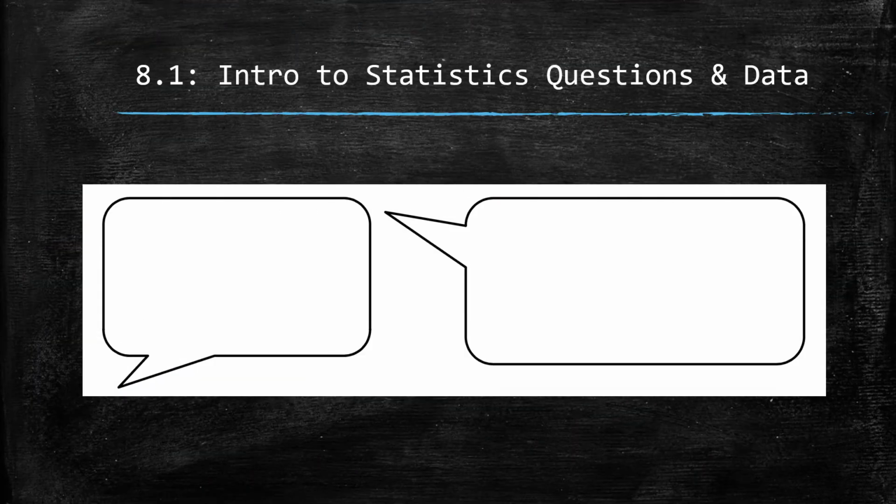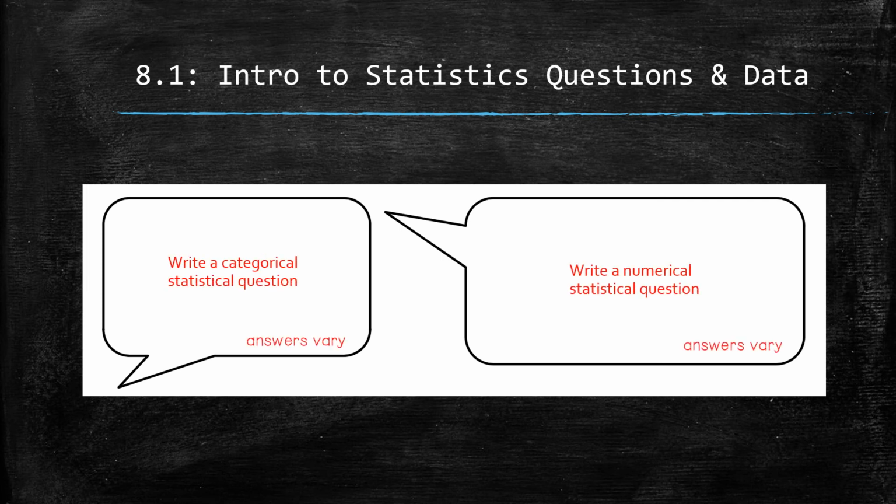The last activity you have is to come up with 2 questions on your own, 2 statistical questions, which means they have to be able to have data that you can collect on it if you asked a variety of people, and you should be able to get a variety or at least more than one answer choice. I'd like you to write 1 categorical statistical question and 1 numerical statistical question. I look forward to seeing the different statistical questions that you all come up with.